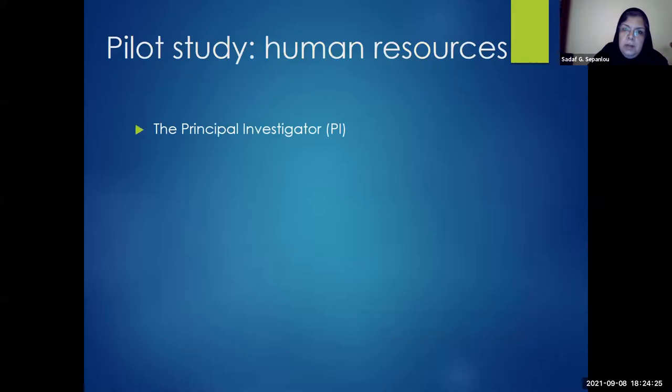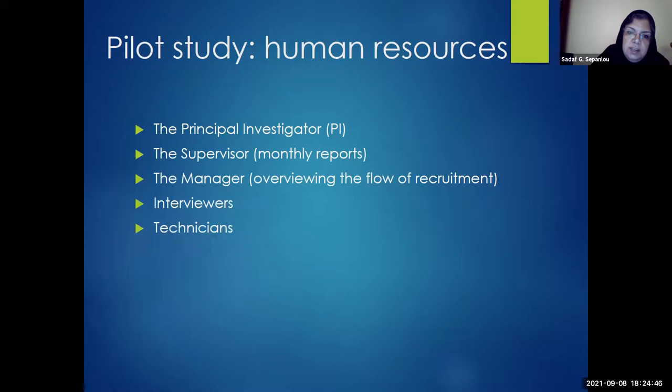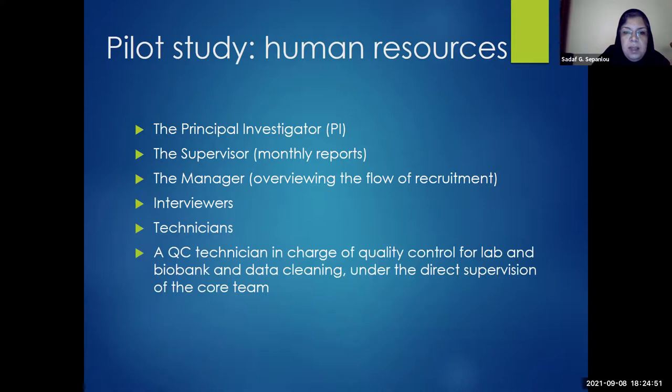Okay. The human resources involved in the study are the principal investigator, who is assigned by the medical university, a supervisor who reports monthly to the core team, the manager who oversees the flow of recruitment, interviewers, technicians, and a QC technician in charge of quality control for lab and biobank and data cleaning, who is under the direct supervision of the core team.